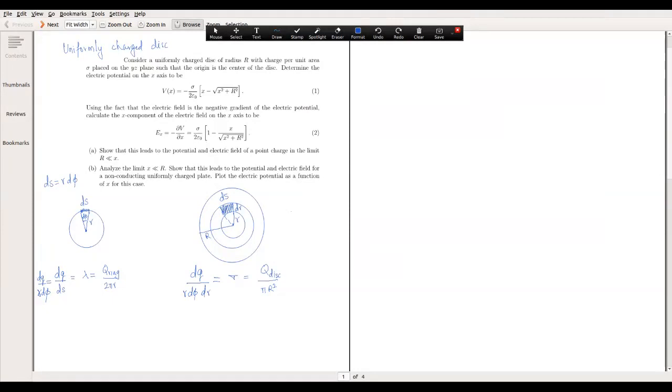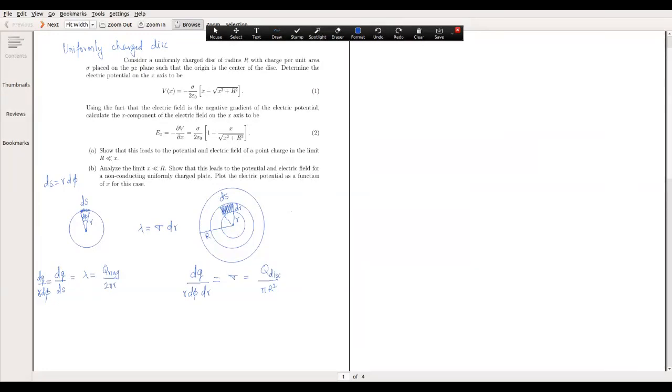If I were to relate the two, it is easy to see that lambda is the same as sigma times dr. That's a connection you want to build when you're going from a ring to a disk. If you're talking about a ring, you talk about charge per unit length. If you're talking about a disk, you talk about charge per unit area. The connection between the two is lambda is equal to sigma times dr. With that connection in mind, we can proceed to calculate the electric potential.